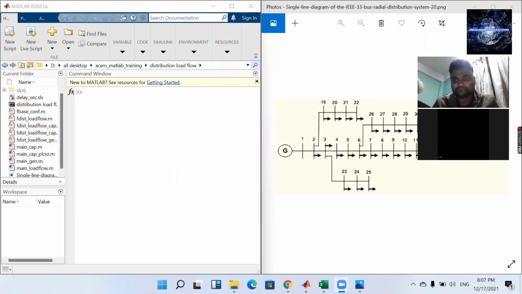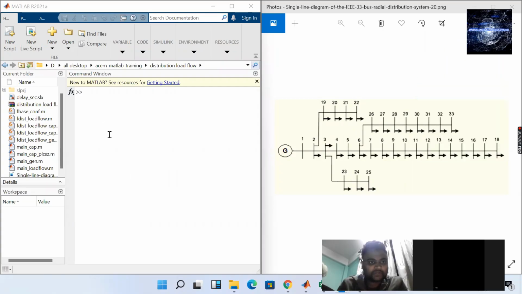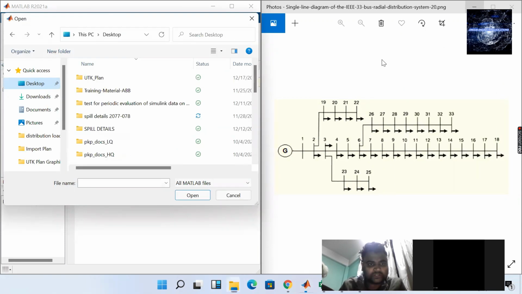I think I have not shared the screen. Okay, I will share the entire screen so that everything will be shared. Is it visible? Yes, sir. So let's open the MATLAB file. It is inside the MATLAB folder.